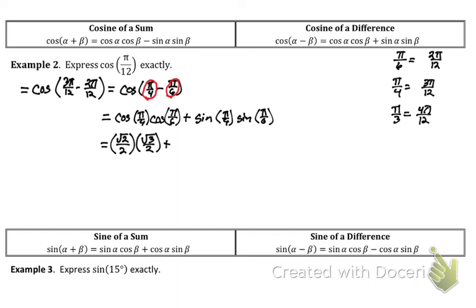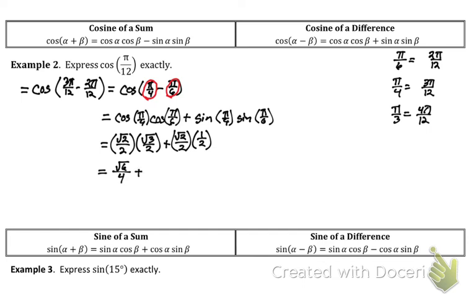What's the sine of pi over 4? Square root of 2 over 2. And what's the sine of pi over 6? 1/2. Square root of 2 times square root of 3. Remember, if you have square roots, you actually multiply what's under the square root. So square root of 2 times square root of 3 is square root of 6 over 2. Actually, it's over 4, right? Because 2 times 2 is 4.